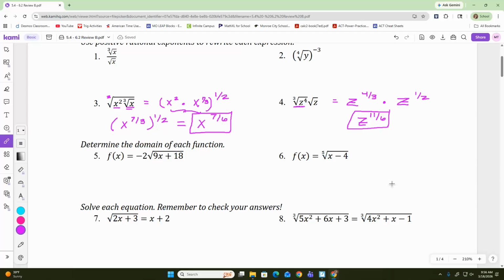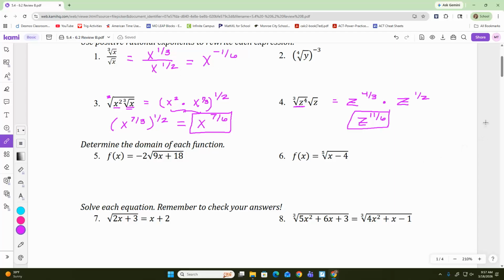You guys didn't ask about number 1, but a lot of people did yesterday, and I just want to mention something about that one. So when we write this with our exponents, on the top it's the cube root, which we know is x to the 1/3. On the bottom is a square root, which is x to the 1/2. When we divide, what do we do with those exponents? Subtract. So 1/3 minus 1/2 is negative 1/6.